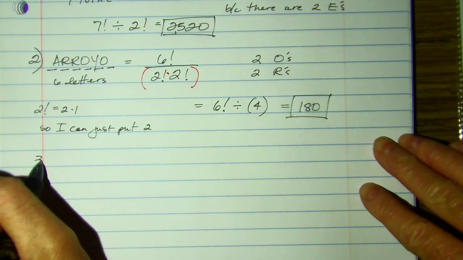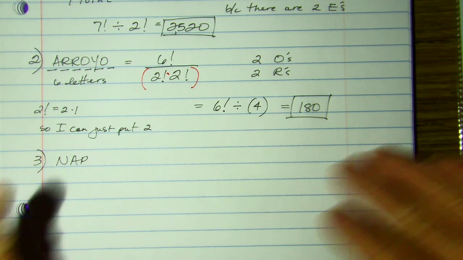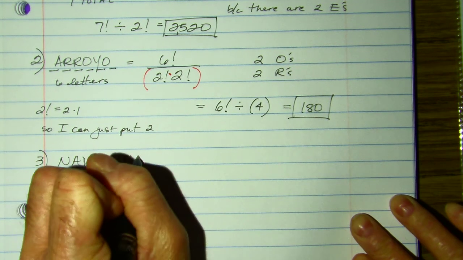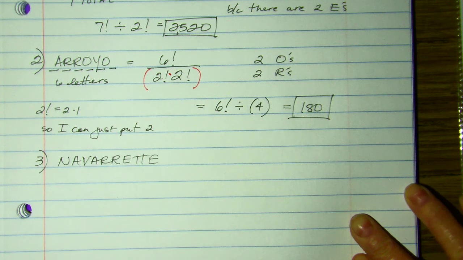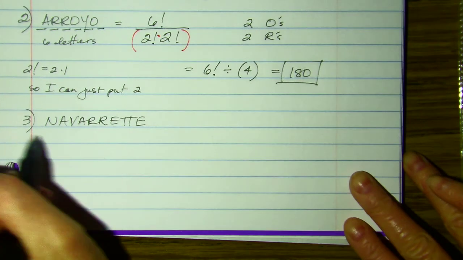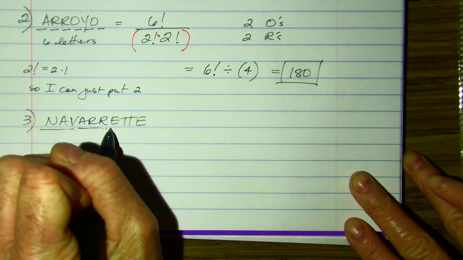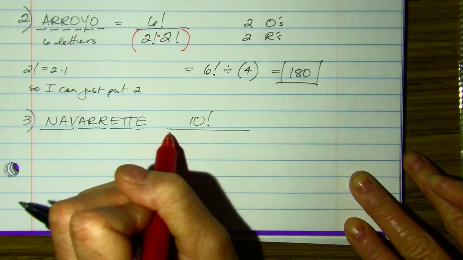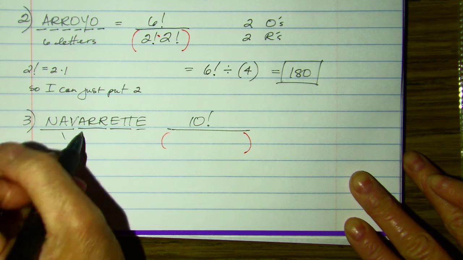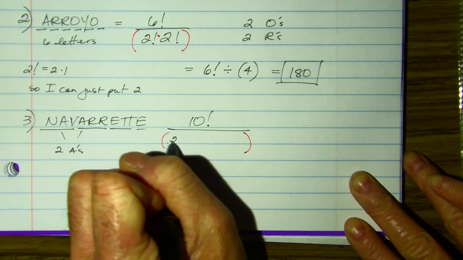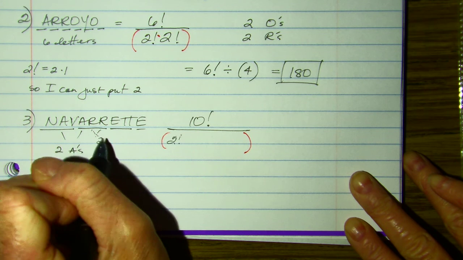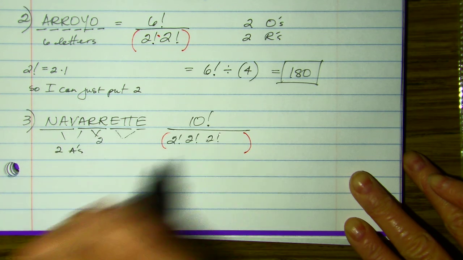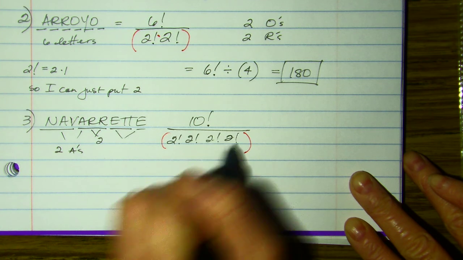Last one, let's talk about Mrs. Navarrete. She has a lot of letters in her name. So let's see here, 3, 6, 9, 10. However, she has several repeats, right? There are 2 A's. There are 2 R's. There are 2 E's and there are 2 T's.